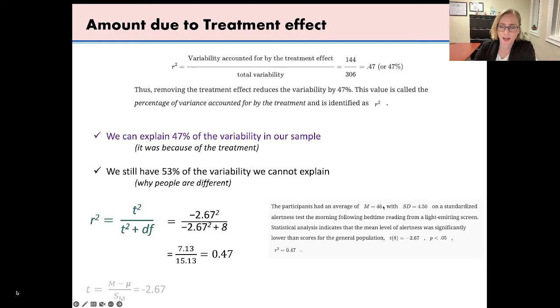The participants had an average of 46 on a standardized alertness test. If they were doing nighttime reading, then their score was significantly lower than the general population. So t, including the degrees of freedom, what was the t statistic? It was significant at an alpha level of 0.05, and this is where you can report the r-squared now.